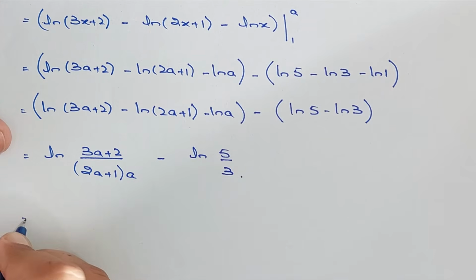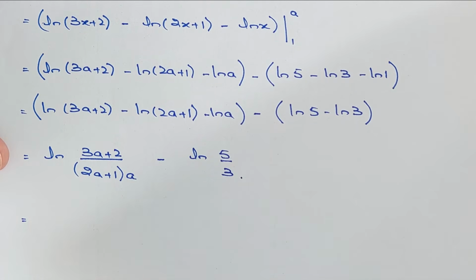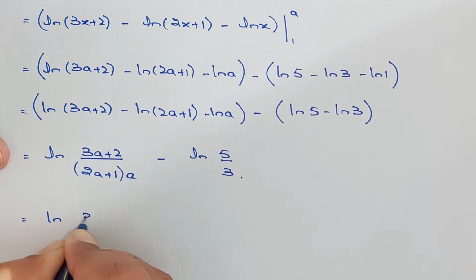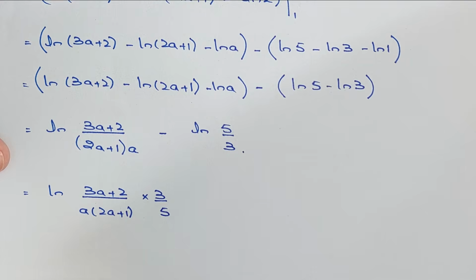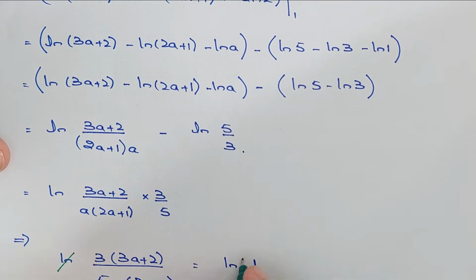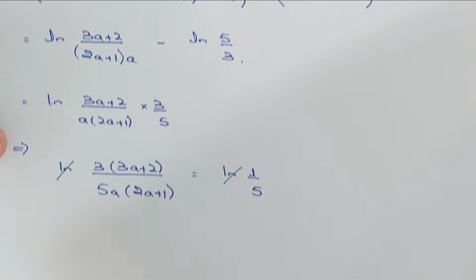Okay, let me do one more step. Again, it is in division, a subtraction, so we can divide ln of 3a plus 2 over a times 2a plus 1. This is going to divide with 5 over 3 or times by 3 by 5. Now this would be equals to my right hand side. From here we can say ln of 3 times 3a plus 2 over 5a times 2a plus 1 is equals to ln of 1 over 5, right? For the simplification, we can cancel the ln on both sides. We have to solve for a, and it should be greater than 1.